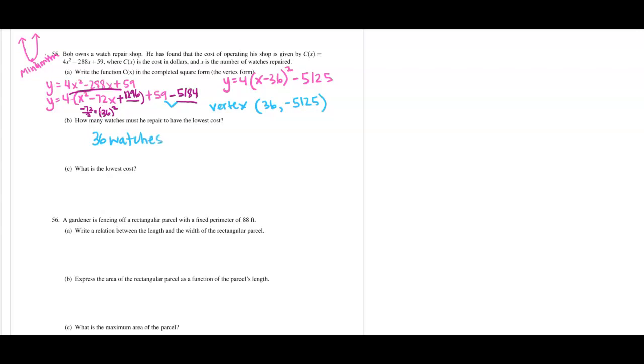And then the lowest cost: if he repairs 36 watches, then it looks like he's going to save $5,000 in his overall expenses. It's kind of weird that it's negative there, but that's kind of the idea. So again, on these story problems, make sure you're thinking about whether we're dealing with a maximum or minimum. That's going to come from the vertex of our parabola, and that tells us a lot about it.